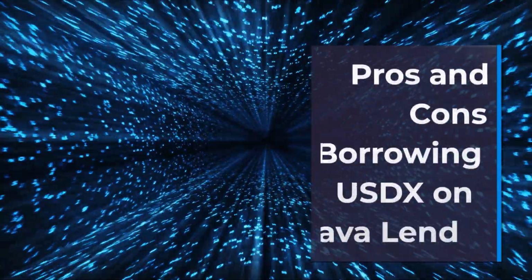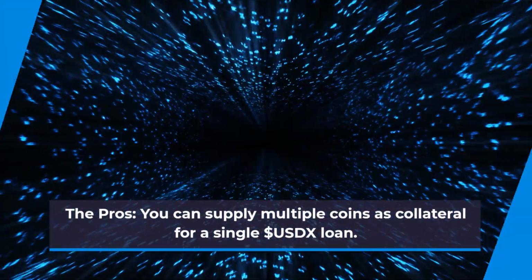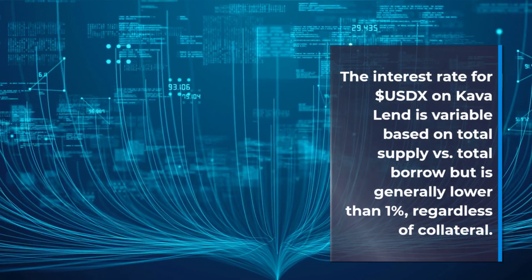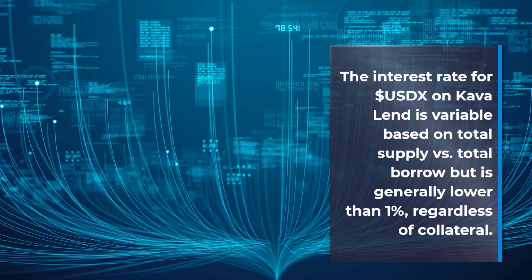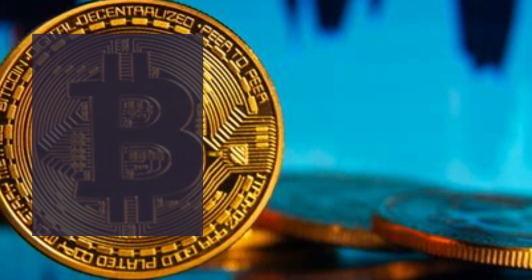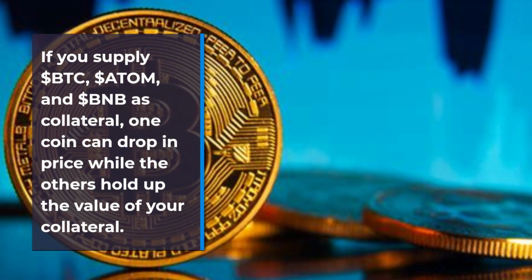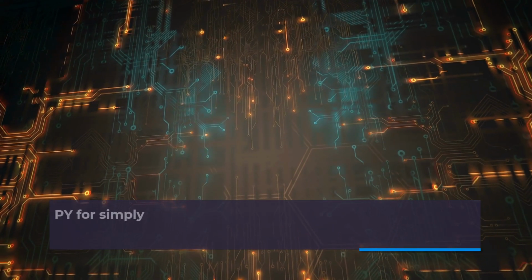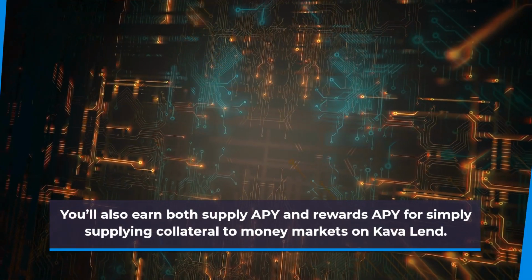Pros and cons: borrowing USDX on Kava Lend. The pros: you can supply multiple coins as collateral for a single USDX loan. The interest rate for USDX on Kava Lend is variable based on total supply versus total borrow, but is generally lower than 1%, regardless of collateral. If you supply BTC, Atom, and BNB as collateral, one coin can drop in price, while the others hold up the value of your collateral. You'll also earn both supply APY and rewards APY for simply supplying collateral to money markets on Kava Lend.